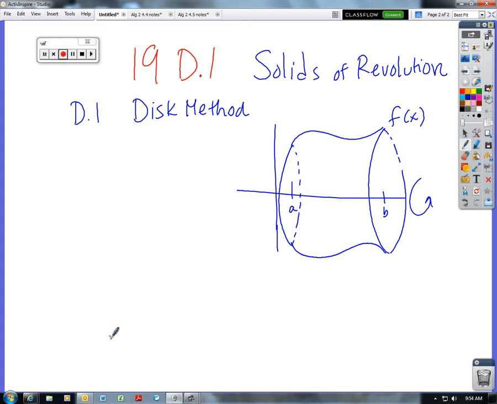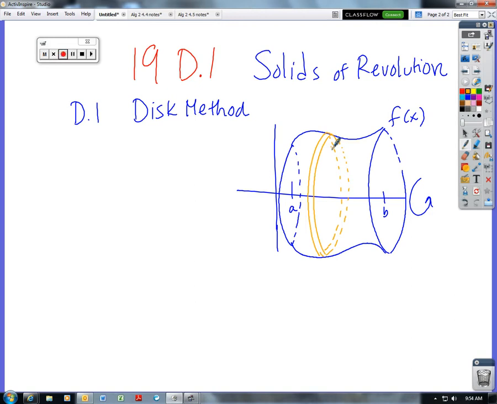And the way we're going to do it is using slices. So I'm going to draw a representative slice, just so you can visualize this. Back here you don't see that edge of it. Okay, and what shape does the slice have? What kind of object is it? Well, it's a cylinder. So we're slicing up our solid of revolution into all of these disks, or these cylinders. That's why it's called the disk method.